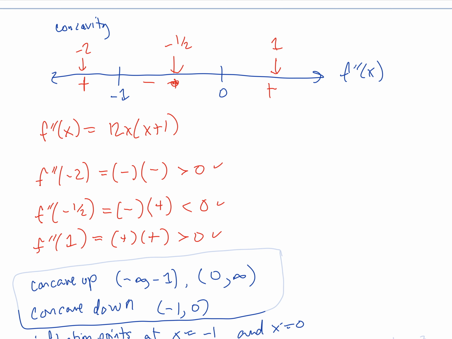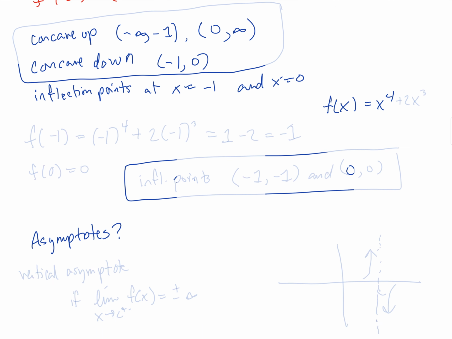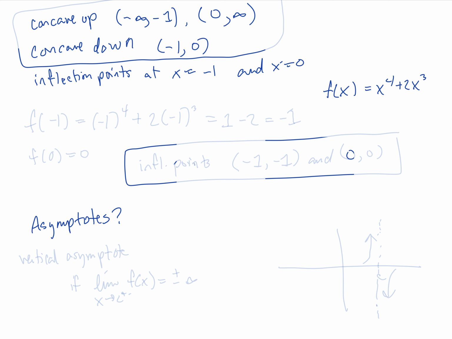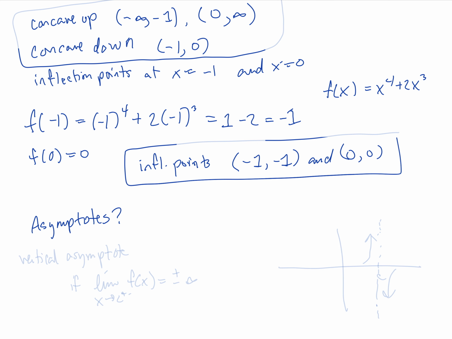So let's plug into our original function f of x equals x to the 4th plus 2x cubed to find those exact inflection points. F of -1 is negative 1 to the fourth power plus 2 times negative 1 cubed. So that's 1 minus 2, that's negative 1. And our other inflection point is f of 0. That's going to be just 0 in this case. So our two inflection points, the two places where the function changes concavity, are at negative 1 comma negative 1 and 0 comma 0.